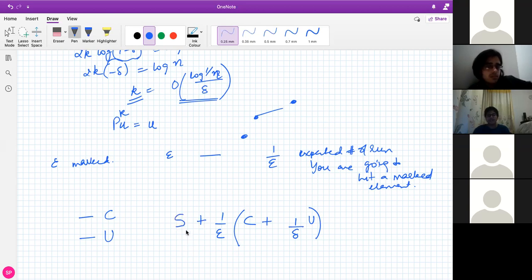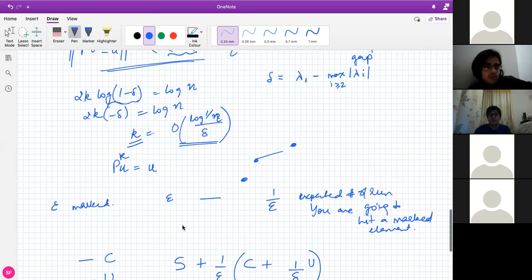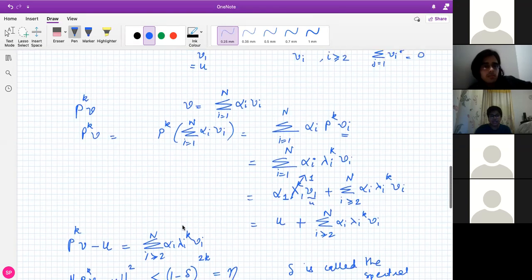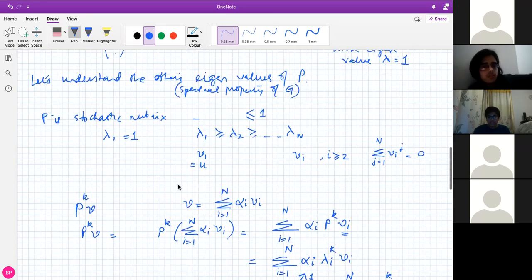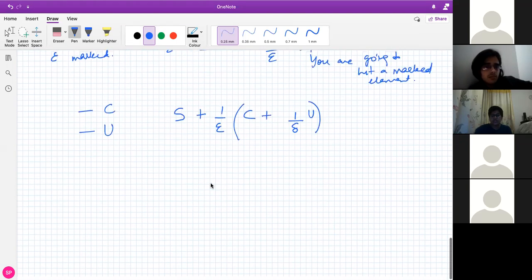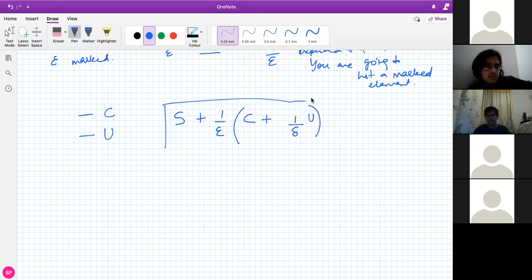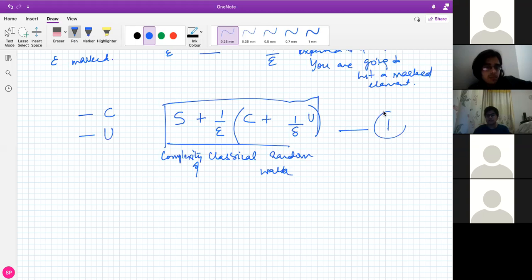In the classical case it doesn't matter too much, but the setup cost depends on what V you started with, what was the initial distribution that you started with. So the cost of setting up this V. So this is the complexity of this classical random walk, and we will call this equation 1.